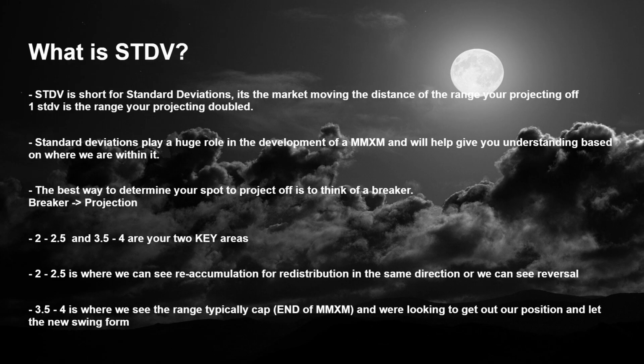And that is typically where we end the market maker model and we are getting out of our position. Once we're hitting that, I am out of my position and I'm just waiting for the next swing to form, the next market maker model to start. There's no reason to be jumping into anything right after we're hitting 3.5 to 4, unless we're playing the reversal.